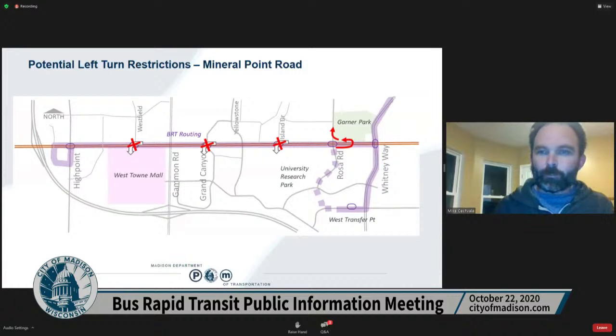At Rose Road, we would eliminate the eastbound left turn, but then we would accommodate that left turn with a new U-turn just east of the intersection. So you would make a U-turn and then a right turn. Even with these left turn restrictions, you would still be able to access any place along the corridor. You would just have to use the local street network, or you would make a U-turn. Again, we are evaluating the impacts on these neighborhoods, and we will see what will be the best design as we move forward.